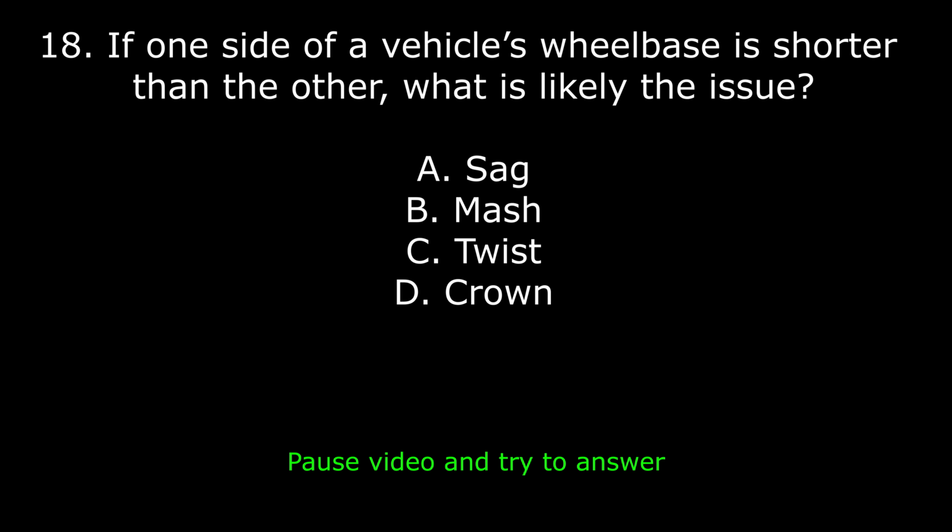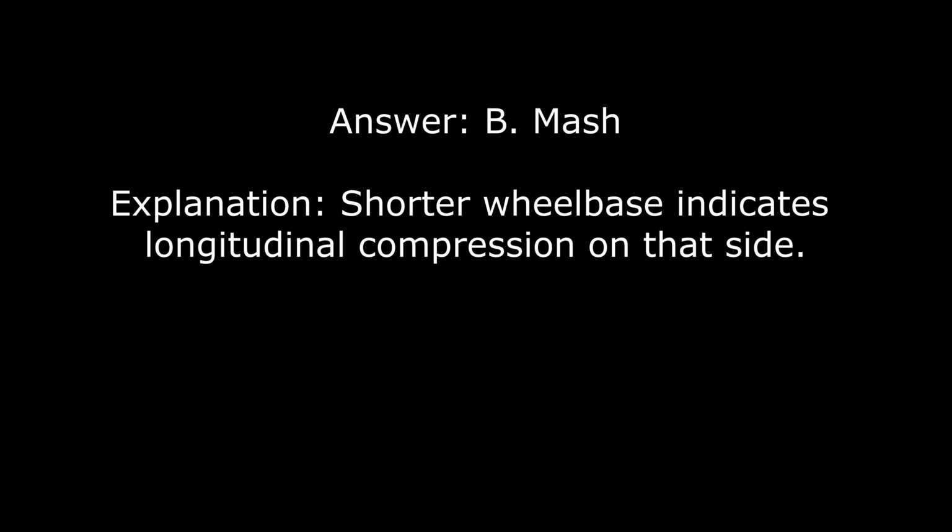18. If one side of a vehicle's wheelbase is shorter than the other, what is likely the issue? A. Sag. B. Mash. C. Twist. D. Crown. Answer: B. Mash. Explanation: shorter wheelbase indicates longitudinal compression on that side.